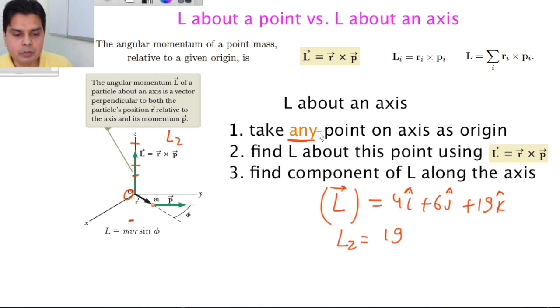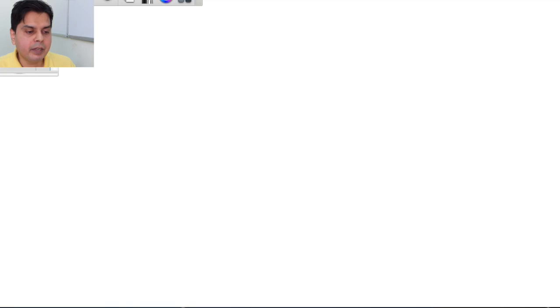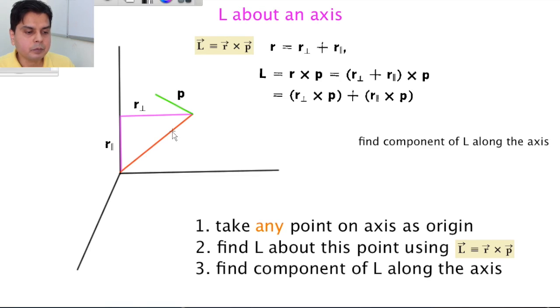You would have understood this, but still I have to explain how the choice of origin does not make any difference. I will explain that right now. You see, suppose this is my z axis and I have to find L about this z axis. This is my x, this is my y, this is my particle which is moving with linear momentum p, and this is my position vector with respect to O. This is my origin. Now I am claiming that no matter where I choose my O, I can choose it here, here, this Lz will be the same.